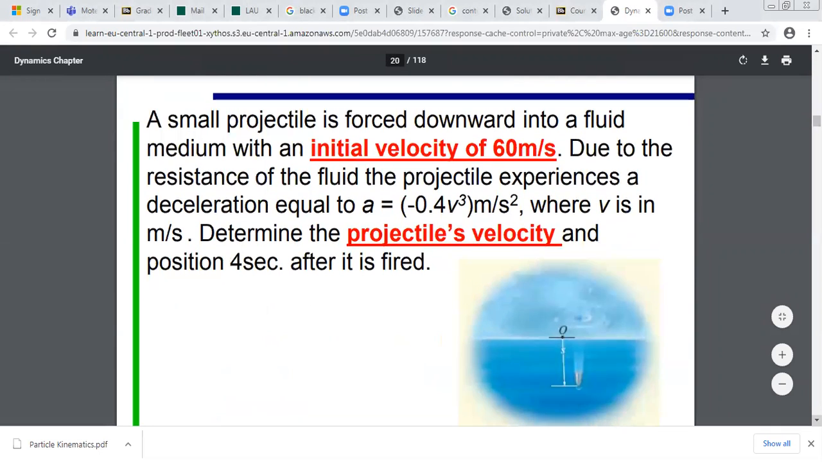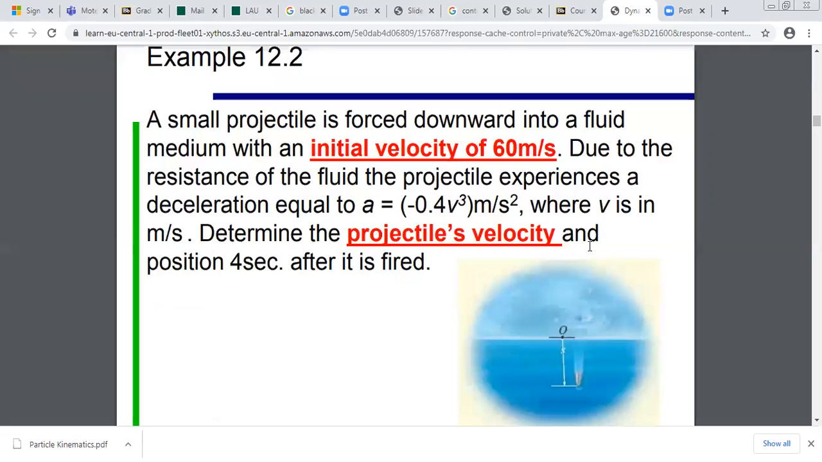Now, another problem. A small projectile is forced downward into a fluid with an initial velocity of 60 meters per second. Due to the resistance of the fluid, the projectile will experience a deceleration equal to minus 0.4 v cubed, where v is in meters per second. Determine the projectile velocity and position 4 seconds after it is fired.